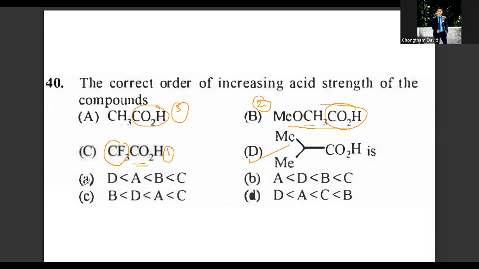Sequence, make it in proper arrangement. It will be D, A, B, and C. Electron withdrawing groups increase the acidic strength. That is a key point you have to remember. And electron donating groups decrease the acid strength. So the sequence will be D, A, B, C.